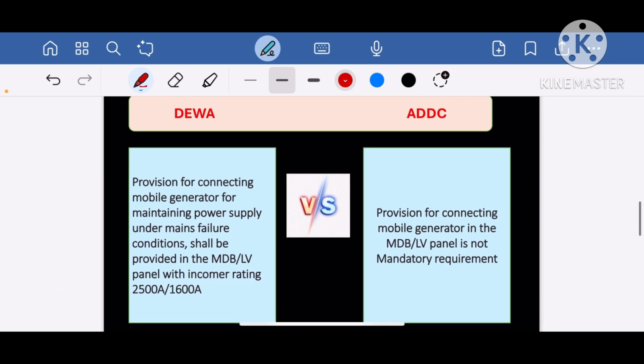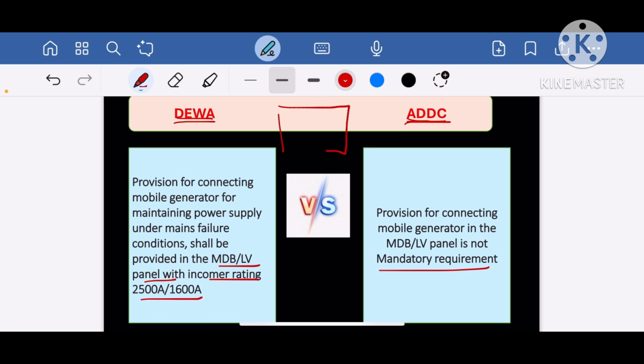Now let us move to the other difference between DEWA and ADDC. Provision for connecting the mobile generator for maintaining power supply under mains failure conditions shall be provided in MDB or LV panel with incomer rating of 1600 and 2500 as per DEWA. As per ADDC regulation, provision of connecting a mobile generator in MDB and LV panel is not a mandatory requirement. This is one of the major differences between DEWA and ADDC regulation. I will explain this point.